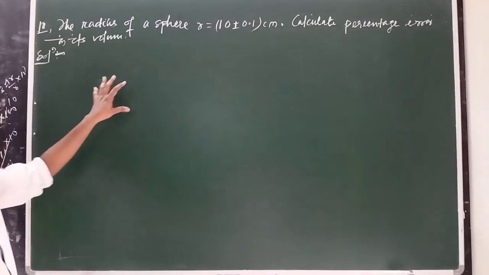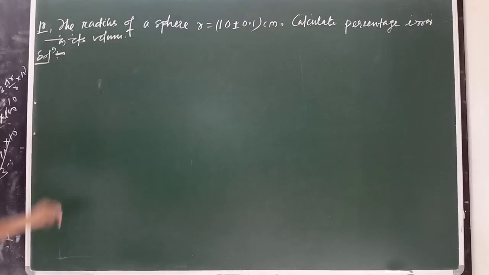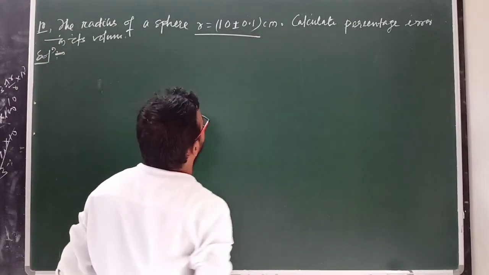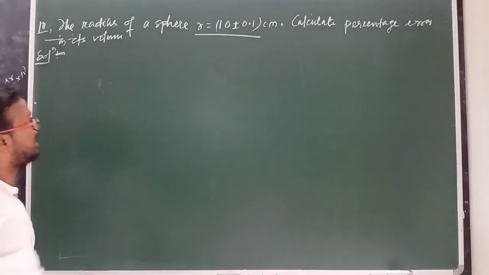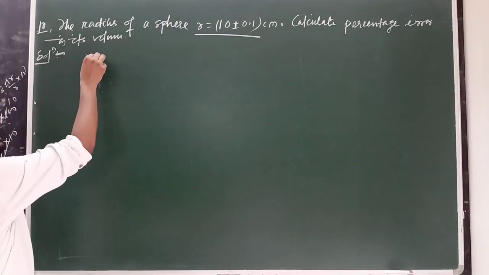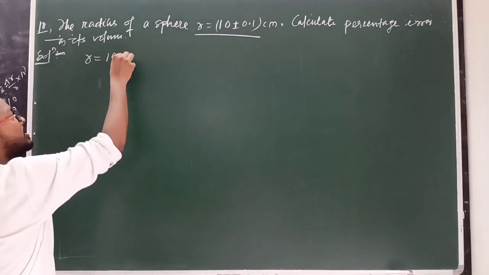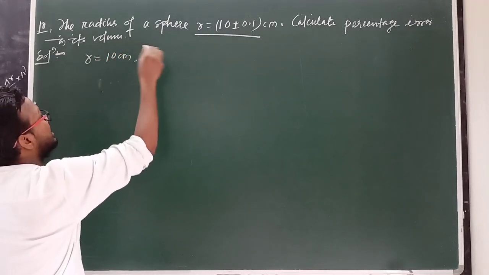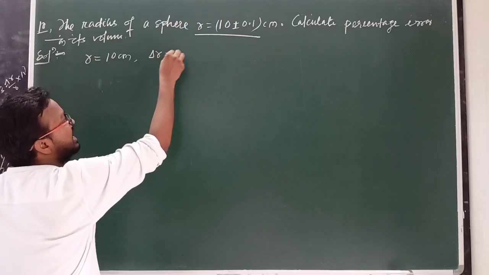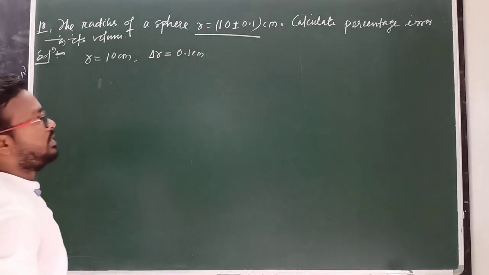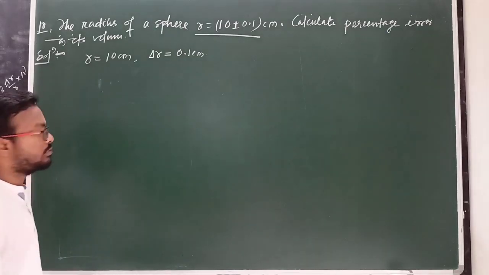Now let's start another question. Here it is given that the radius of a sphere is r equal to 10 plus minus 0.1 centimeter, that is, the true value of radius is r equal to 10 centimeter, and the error in measurement of radius is delta r equal to 0.1 centimeter. Now we have to calculate the percentage error in its volume.